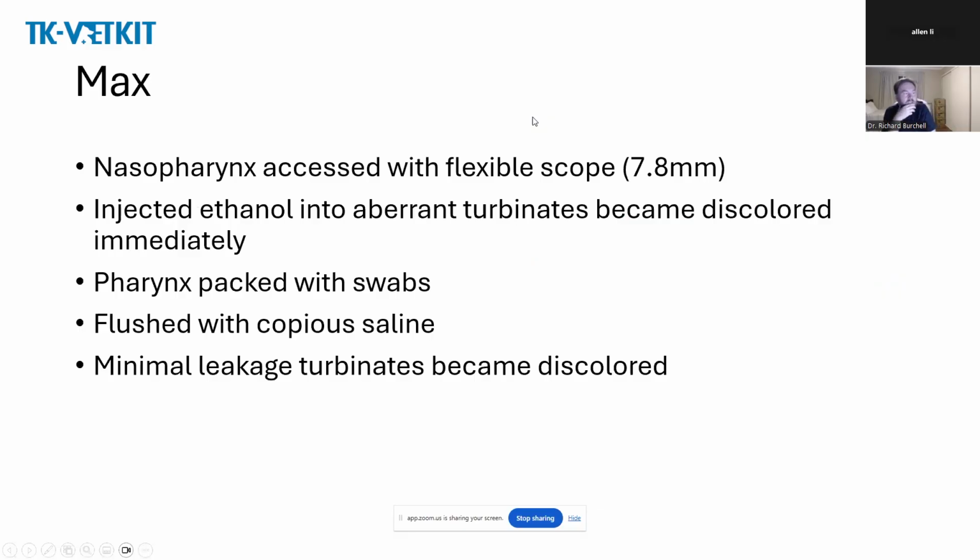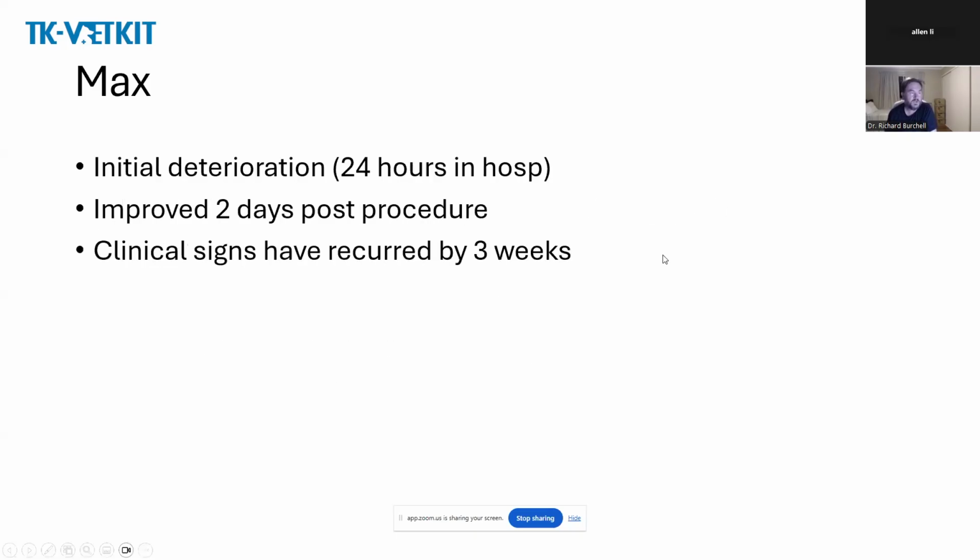And so what we did with Max was we took a flexible scope to identify the nasopharynx, and we injected 95% ethanol into the aberrant turbinates to try and induce necrosis. This hadn't been done before, and so we didn't really have an idea exactly how much to do. But what we noticed was that when we injected ethanol in, you could immediately see bluish discoloration of the tissue. You could actually see it turned bluish gray.